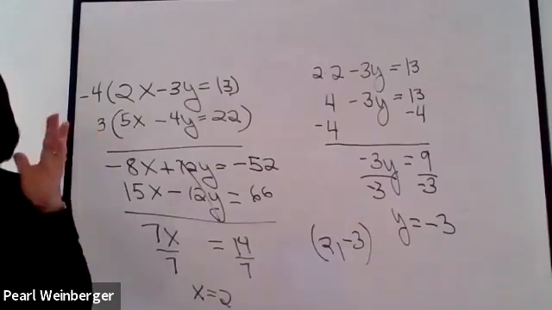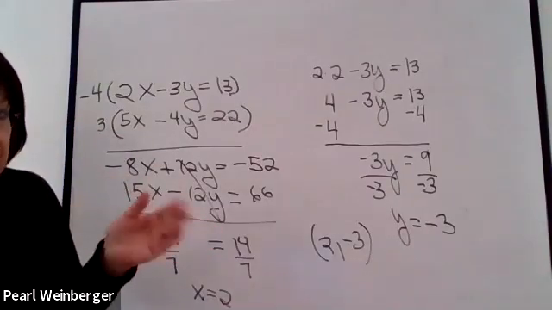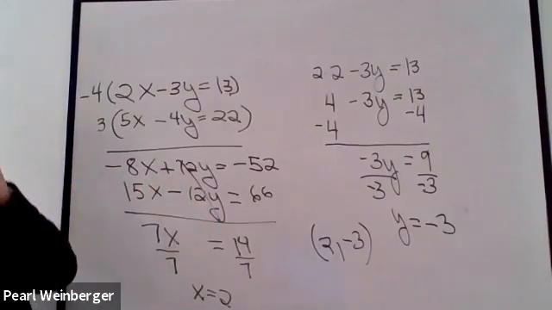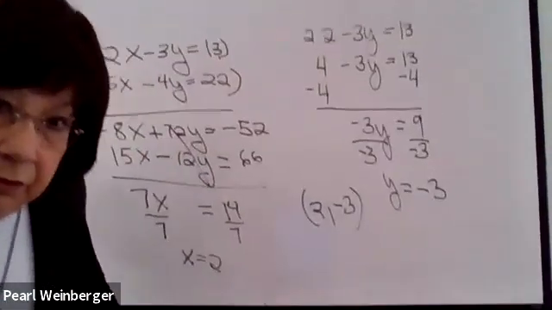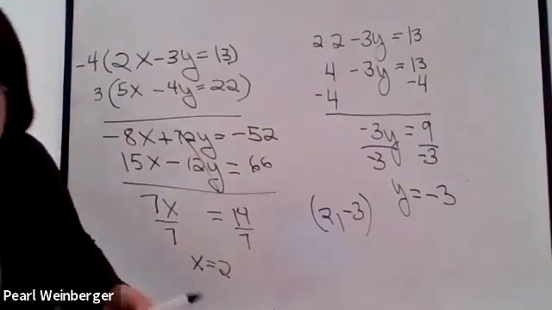Okay. So you have to make a decision at the beginning as to what you want to get rid of, and then just multiply each equation by the other coefficient. Okay. That was perfect.